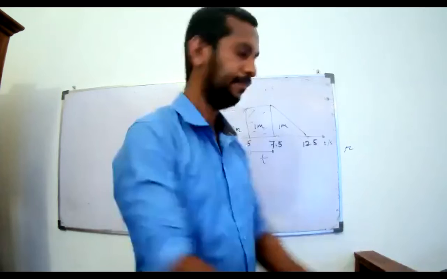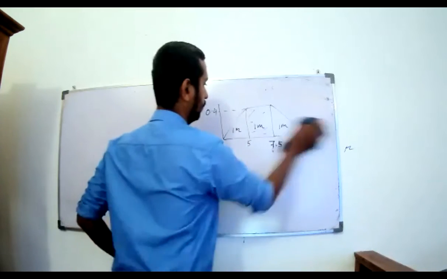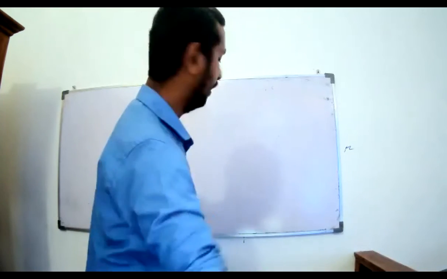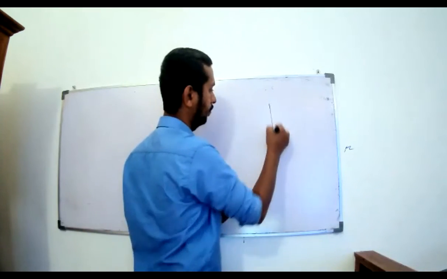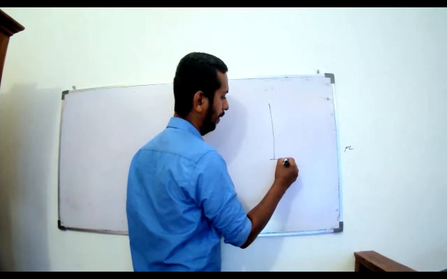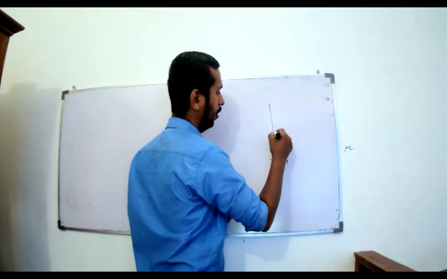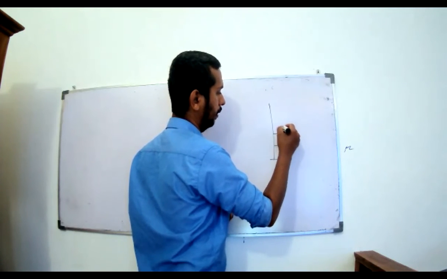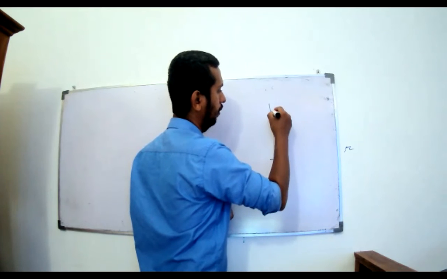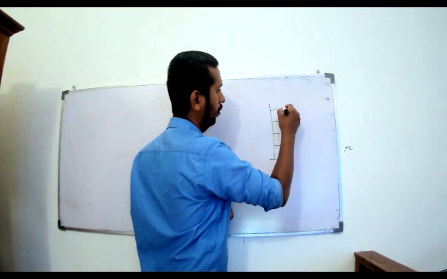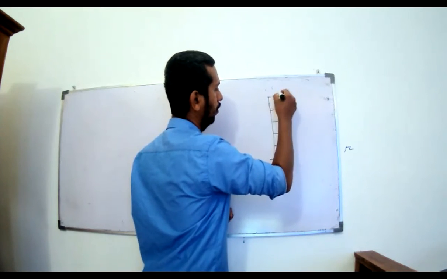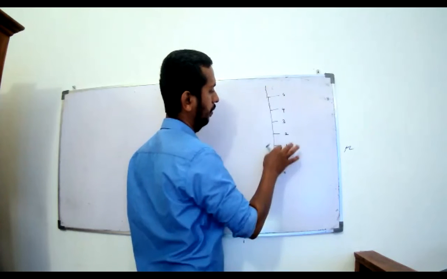Five-story building, right? Five-story building. This is the ground level. First floor, second floor, third, fourth, fifth.